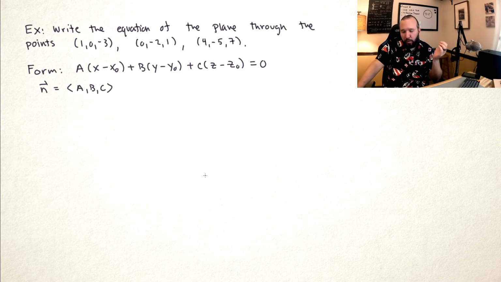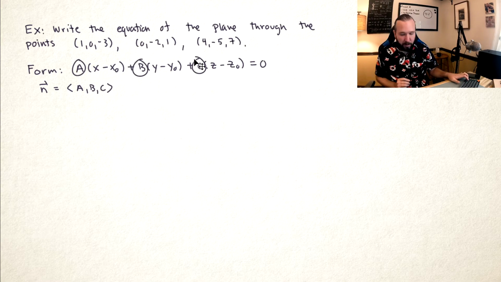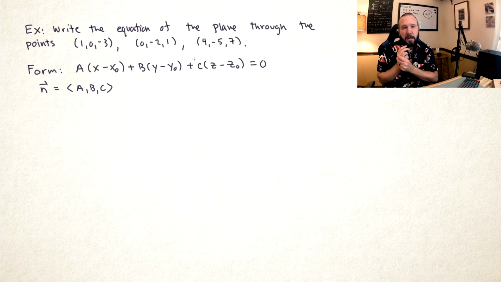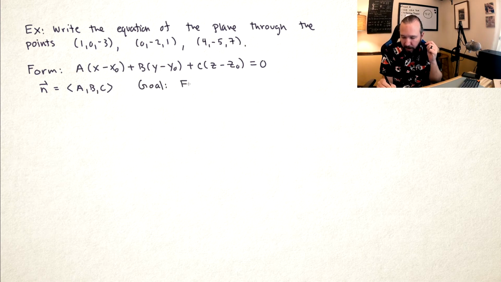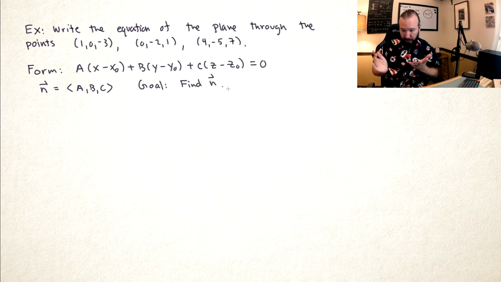Okay, I'm going to work out an example problem here where we're asked to write the equation of a plane, and we are given 3 points. So I've copied down here the general form for the equation of a plane, and the important thing here is that these numbers A and B and C all come from a vector that is perpendicular to the plane. So our goal is to find n. Basically, that's the hard part of writing the equation of a plane. Once you know what the normal vector is, then it's easy. You can just plug everything else into the formula.